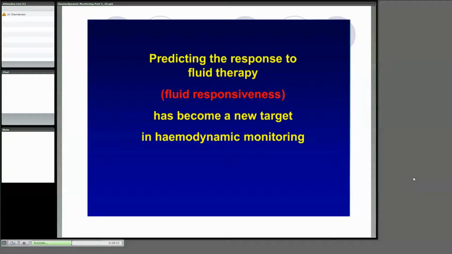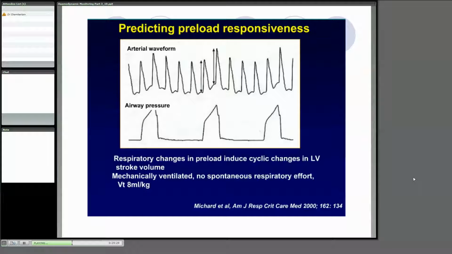Okay, so to be able to predict the response to fluid therapy, because wouldn't you like to know that in your patient before, who's going to respond to some fluid and who's going to get sicker, has become a new target in hemodynamic monitoring, and that sounds quite fair. And here we are, we've just got a monitor happening here.